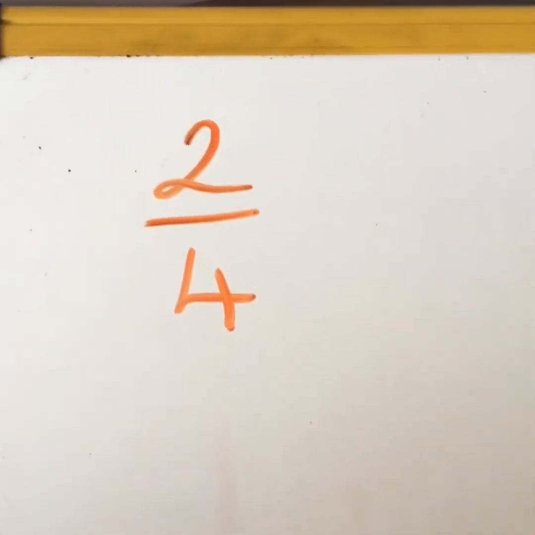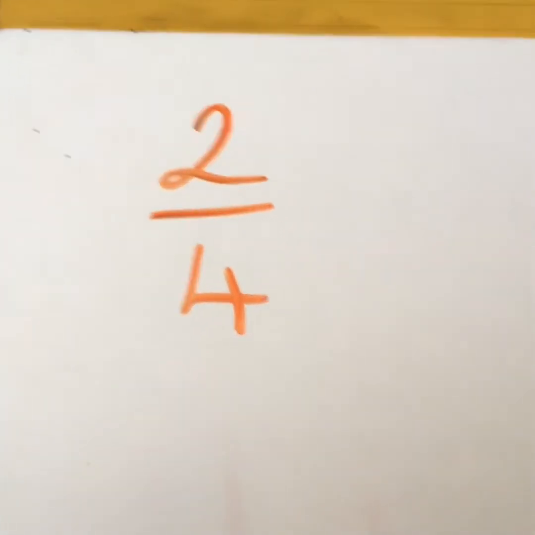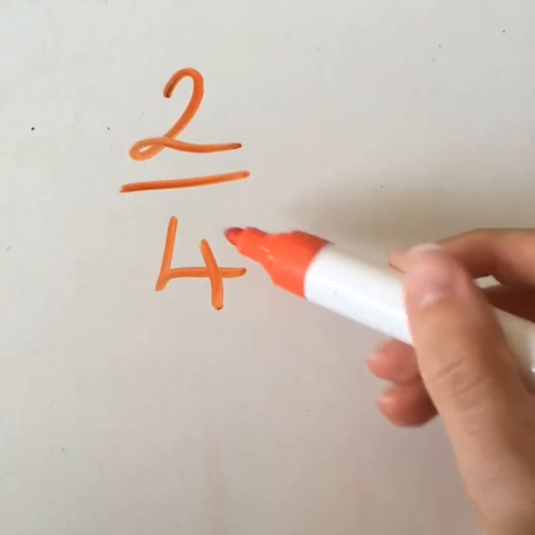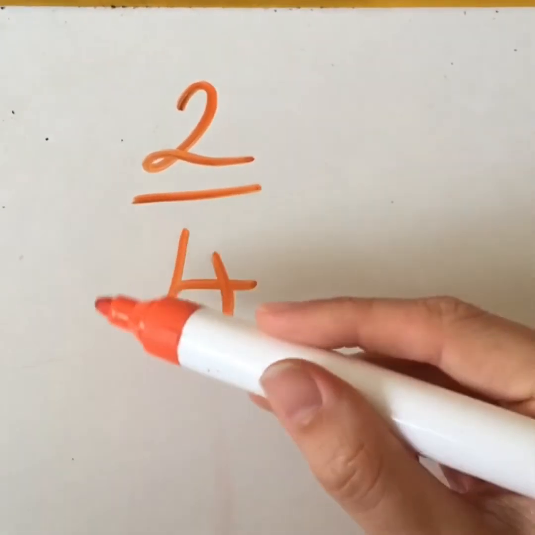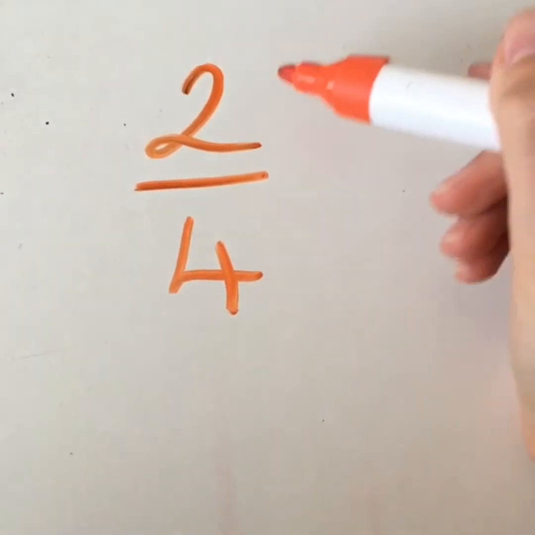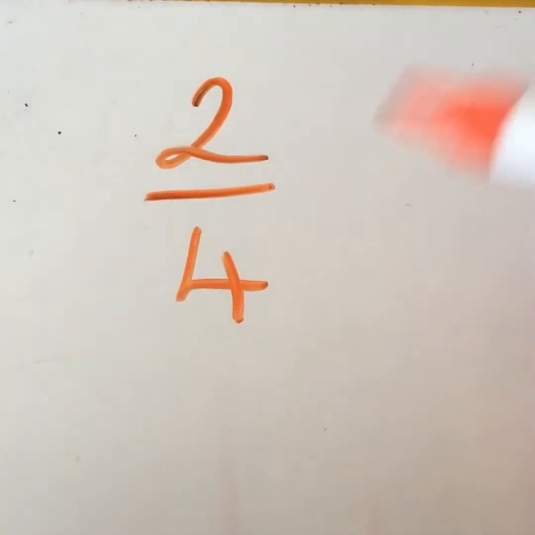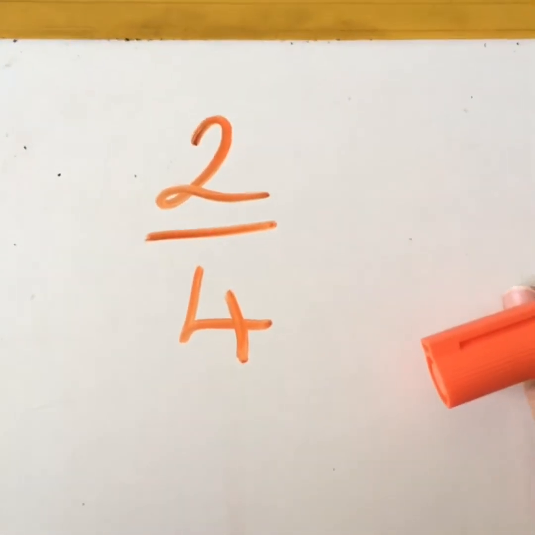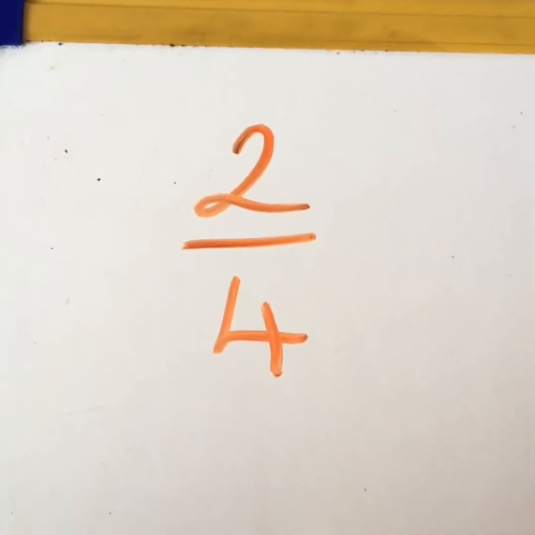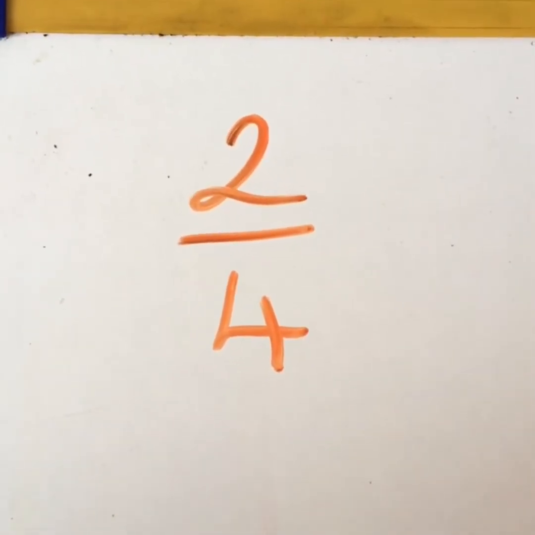So first things first, I want you to think about what is a fraction. A fraction is part of a whole. You've got the denominator, which tells you how many equal parts your object is cut into, and then you have two of those equal parts. So this is 2 out of 4, 2 quarters. If I said to you that you could simplify this fraction, what would I mean? What would I mean by simplifying a fraction?